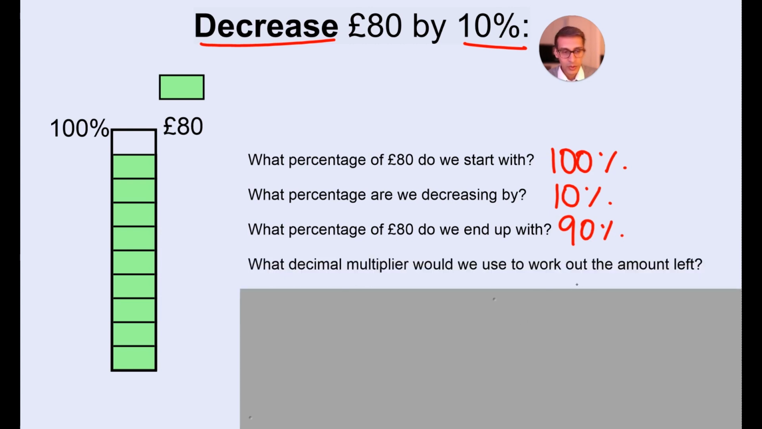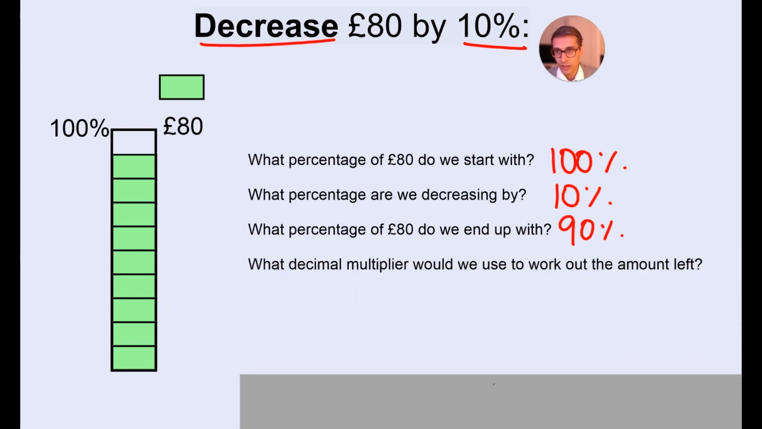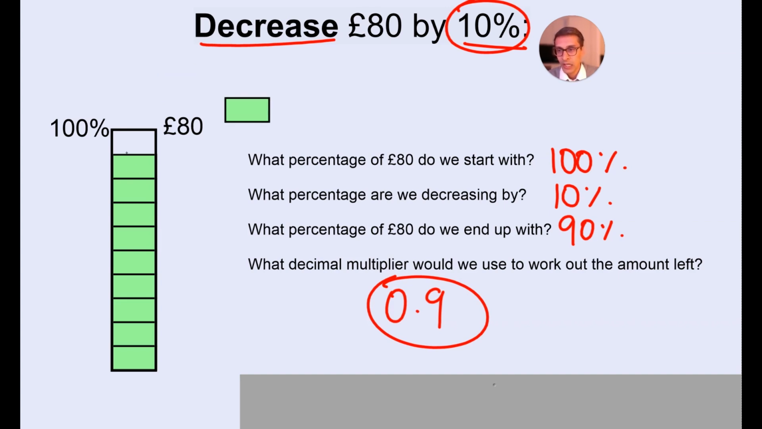And what's the decimal multiplier to work out what's left over? Well, 90% as a decimal is 0.9. So the big takeaway from here is if you're decreasing by 10%, you're actually working out 90%, because you're taking 10% away, you're left with 90%. That's the calculation we're going to need to do. And then we're going to practice doing that later in this video.